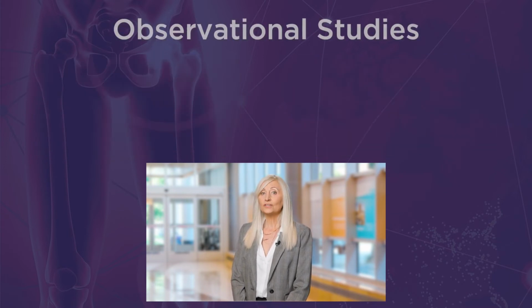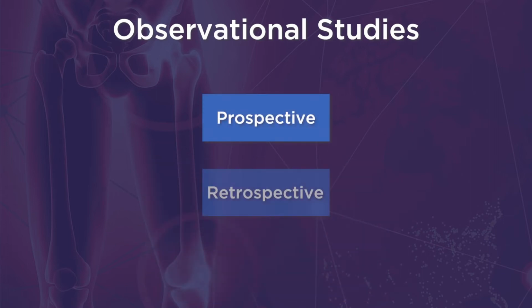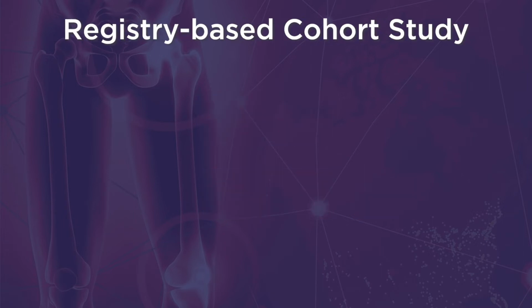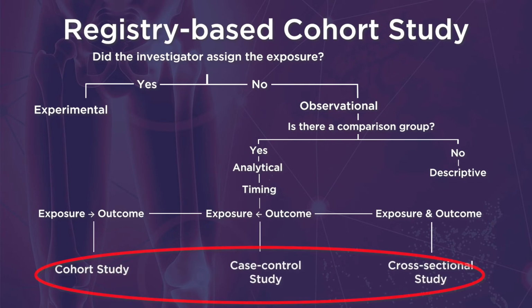And now let's review observational studies. Observational studies are either prospective or retrospective. In prospective studies, data are collected concurrently as they are measured. In retrospective studies, such as registry-based studies, for instance, the data are collected after they occurred. The most common observational studies are cohort studies, case control studies, and cross-sectional studies. Let's see each one individually.